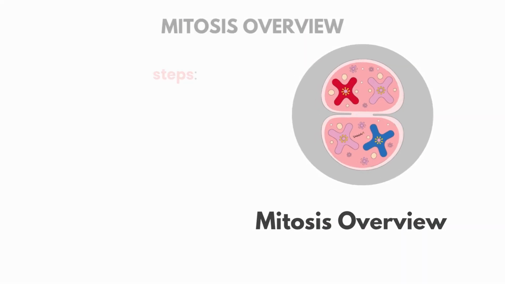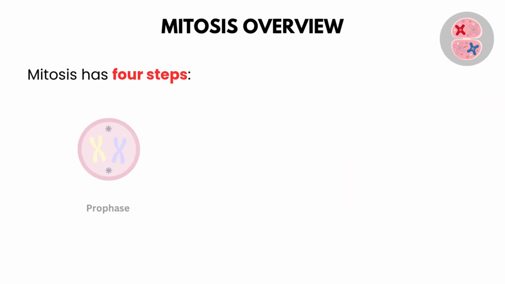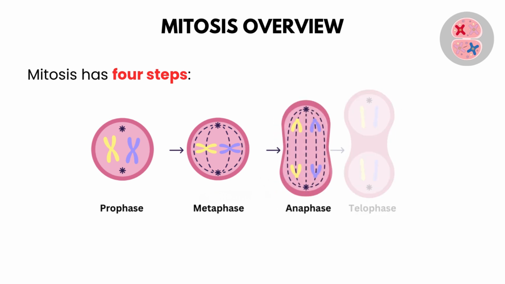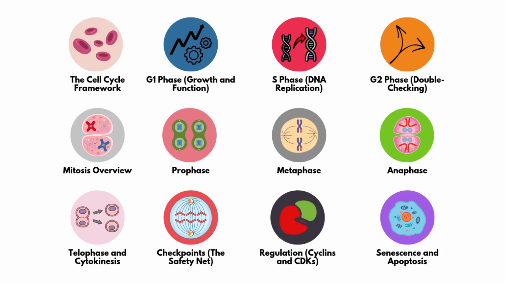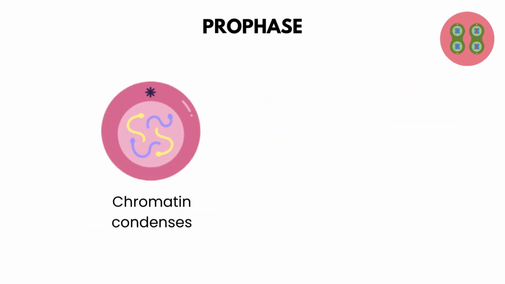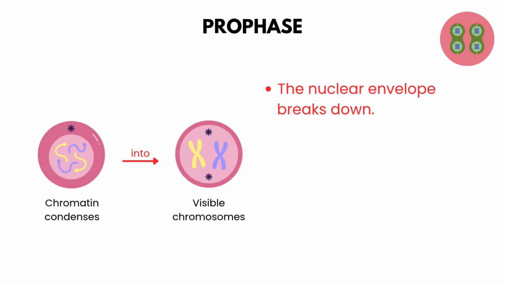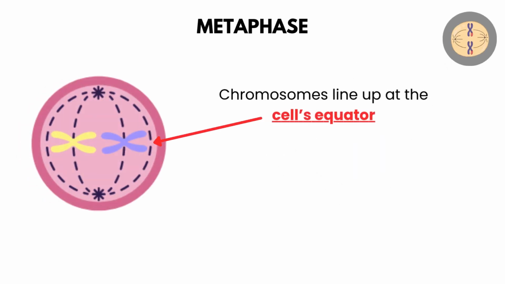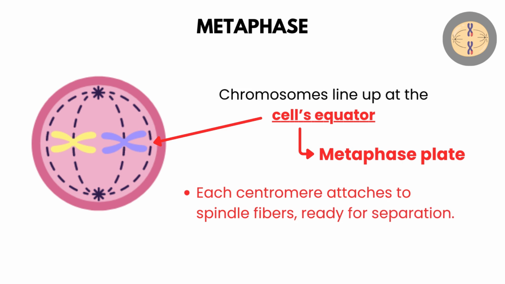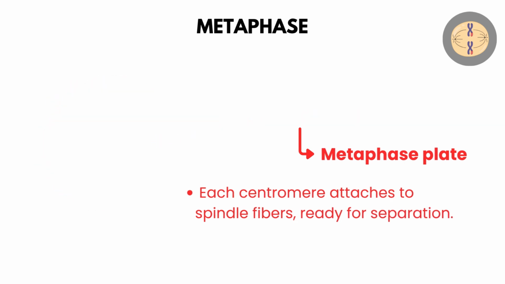Mitosis overview. Mitosis has four steps: prophase, metaphase, anaphase, and telophase. It ensures each daughter cell gets the same DNA. Prophase. Chromatin condenses into visible chromosomes. The nuclear envelope breaks down. Spindle fibers start forming. Metaphase. Chromosomes line up at the cell's equator, the metaphase plate. Each centromere attaches to spindle fibers, ready for separation.